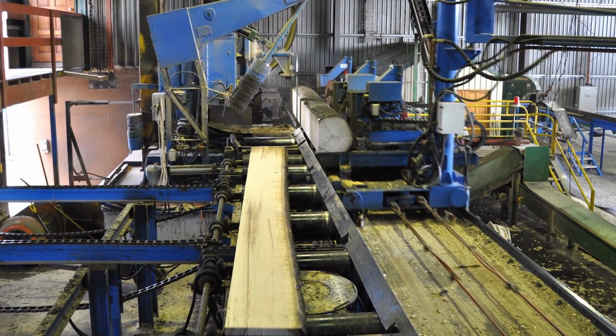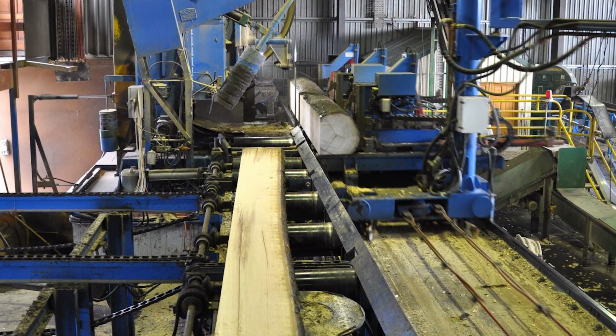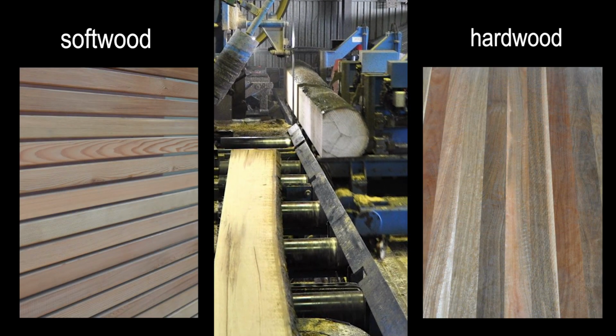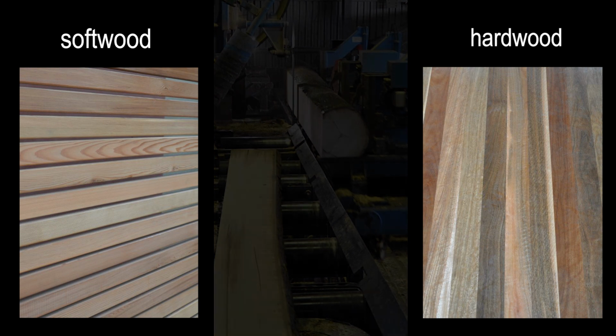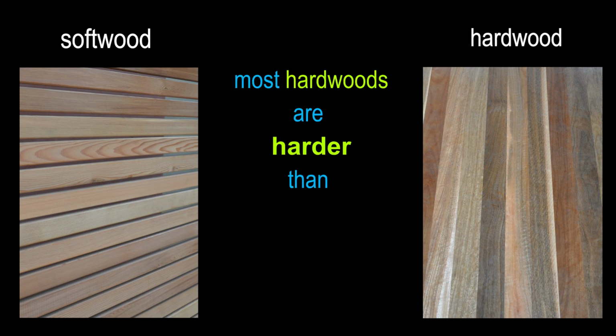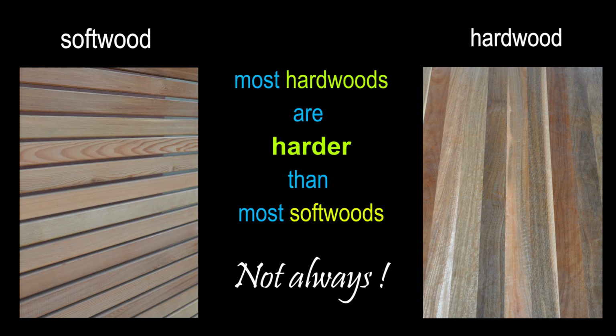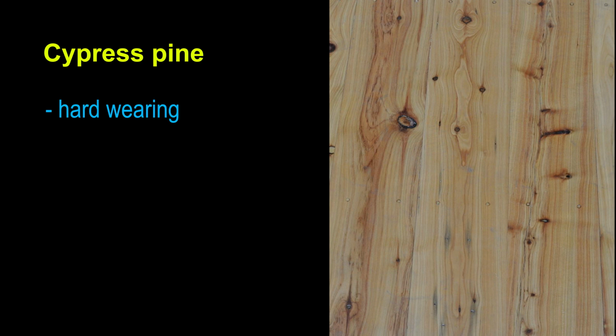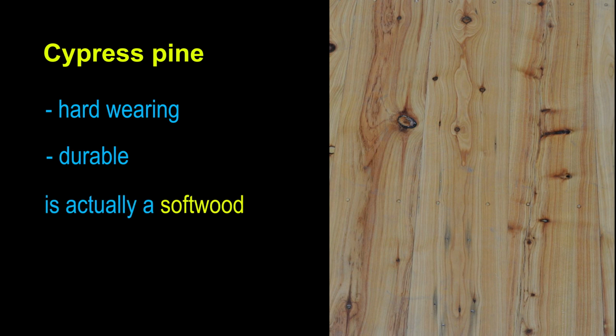When trees are processed and used for timber, the wood that's produced is commonly referred to as either a softwood or hardwood. Although it's true that most hardwoods are physically harder than most softwoods, it's not always the case. For example, balsa, the soft, whitish, lightweight wood that's used to make model aeroplanes, is actually a hardwood. By contrast, cypress pine, the hard-wearing, durable timber used in flooring and fencing, is actually a softwood.